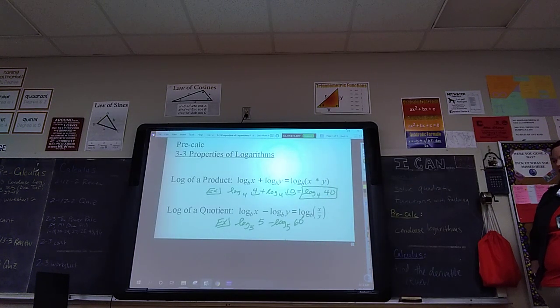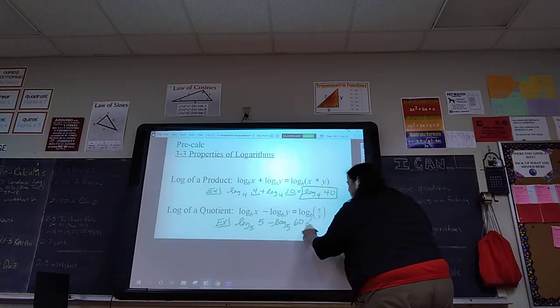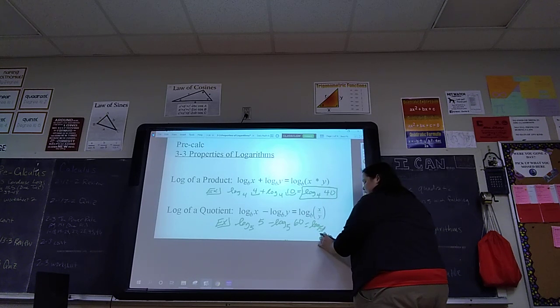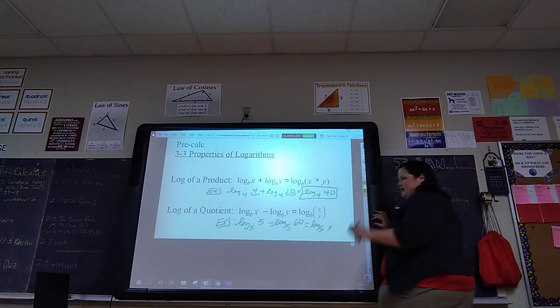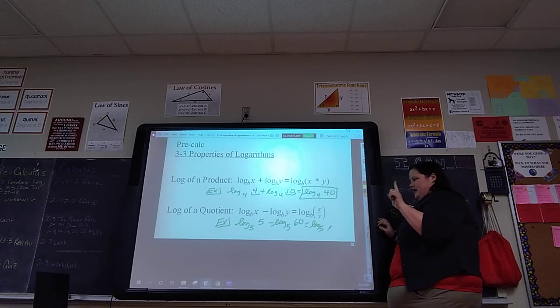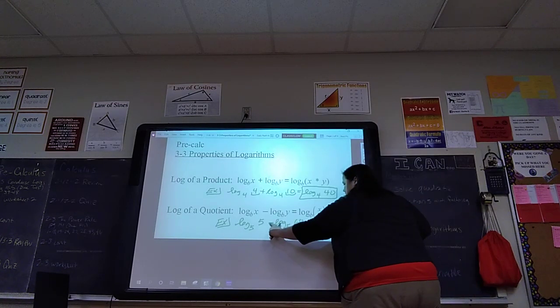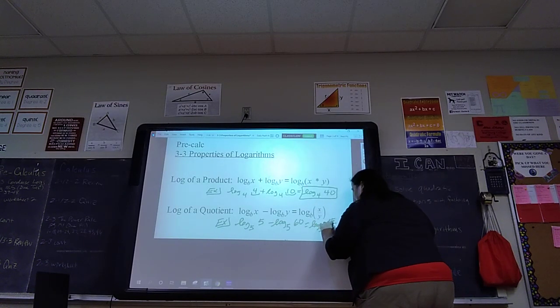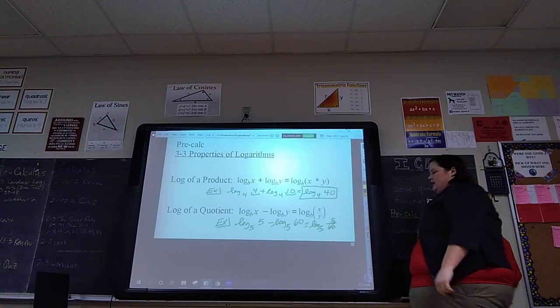So here we have log base 5 of 5 minus log base 5 of 60. Again, we don't have to leave those two logs separate. We can condense those. Again, it's still log base 5. So whatever the base of the logs remains, but instead of having two logarithms, you'll have one. And so then the subtraction translates into a division. So you have 5 divided by 60.